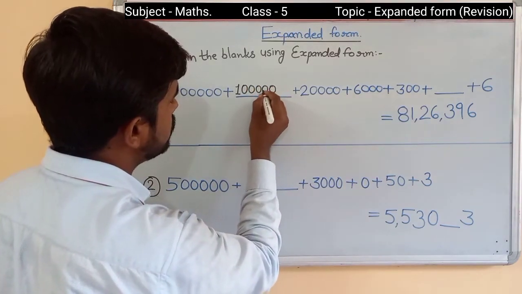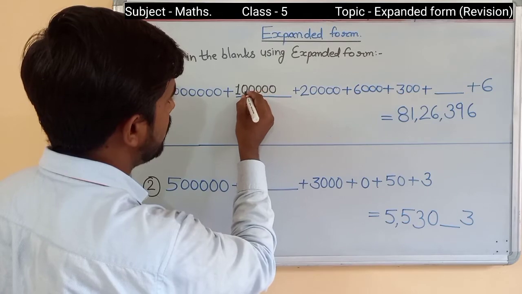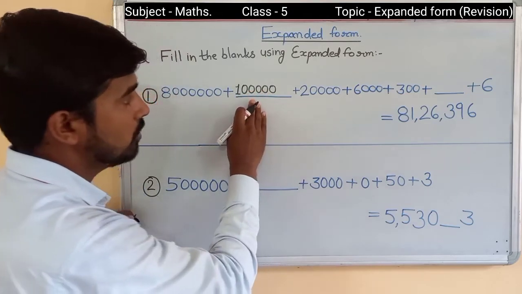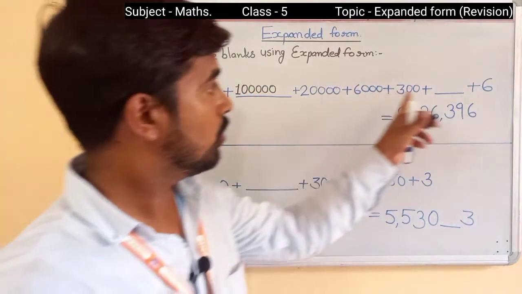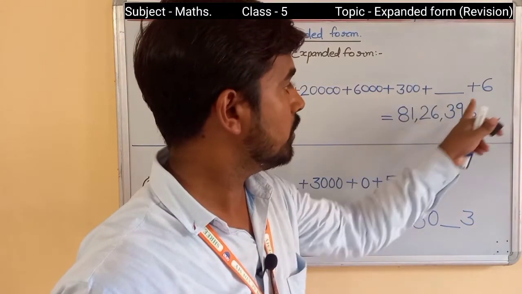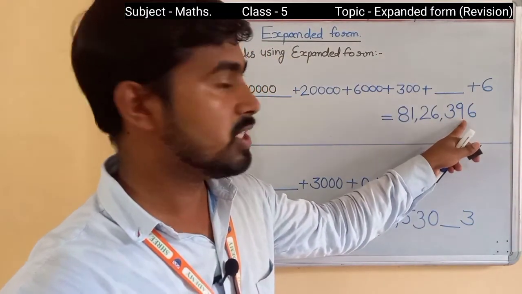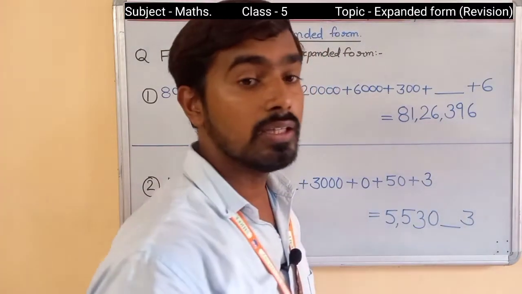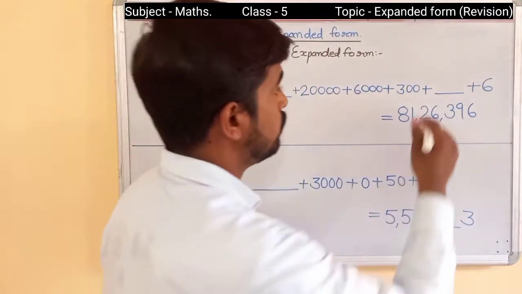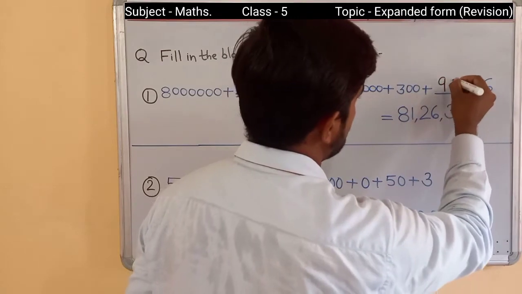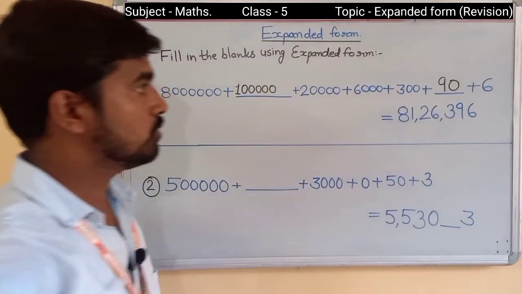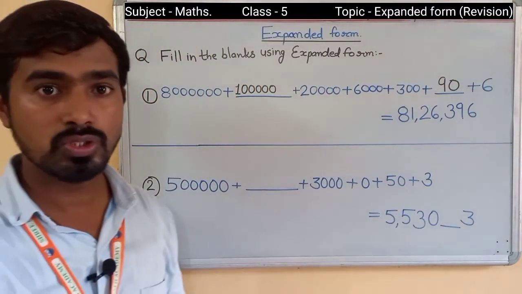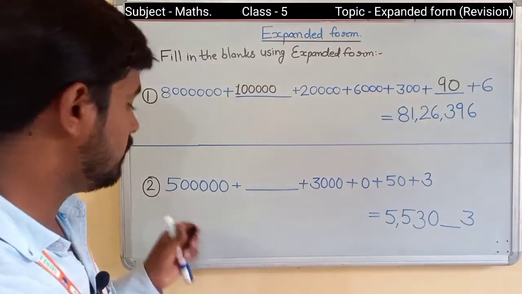Okay, ones, tens, 100, 1000, 10,000, lakh. So this is the first fill in the blanks. Now here a number digit, tens, is missing. On the tens we have 9. 9 tens. You have to write here 90. Okay children, so this is your fill in the blanks. First question solved.